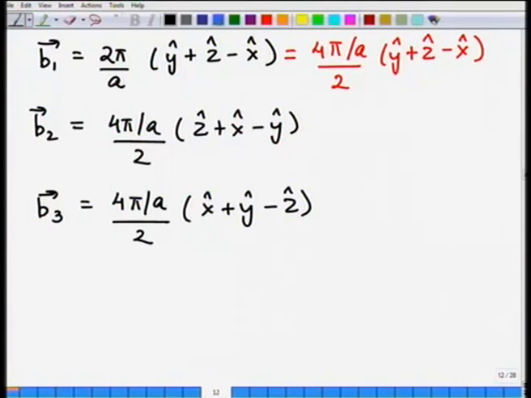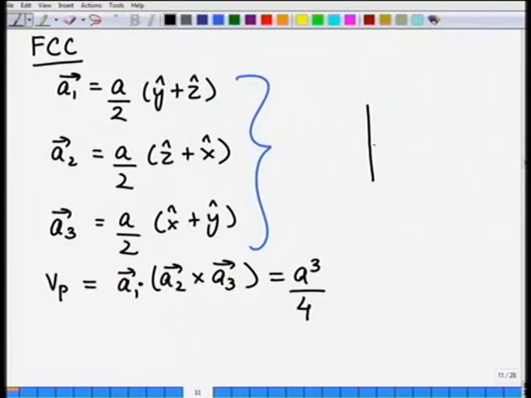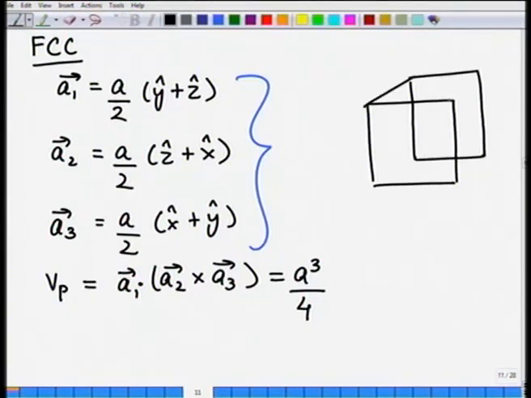Now, what does that look like? So, of course, these lattice vectors give you FCC.